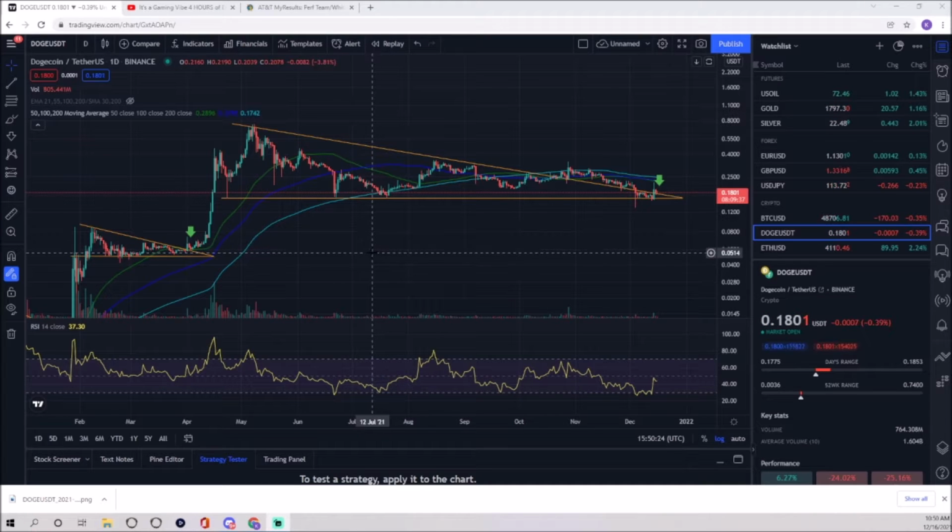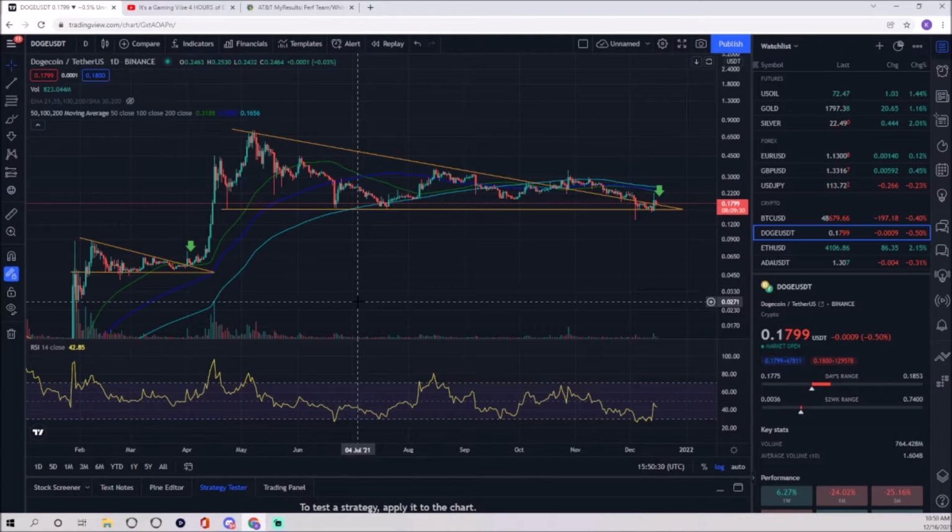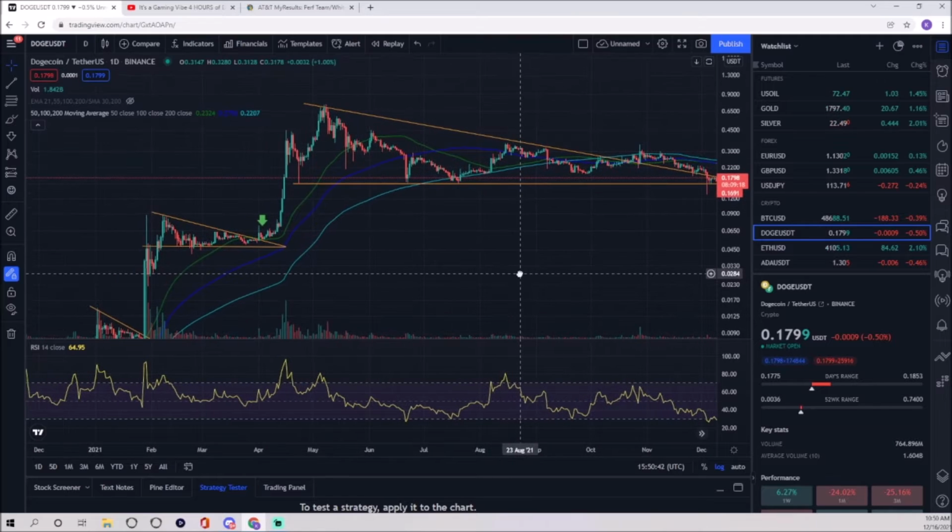I want to bring up some macro level patterns that nobody's talking about. And I can't believe that no one's talking about this because this is the biggest area of opportunity when it comes for Dogecoin to make its next parabolic move to the upside. So we're going to jump right into it.